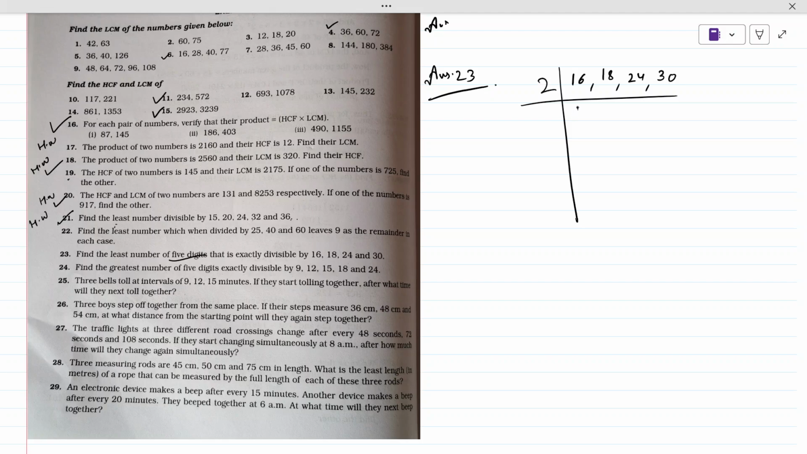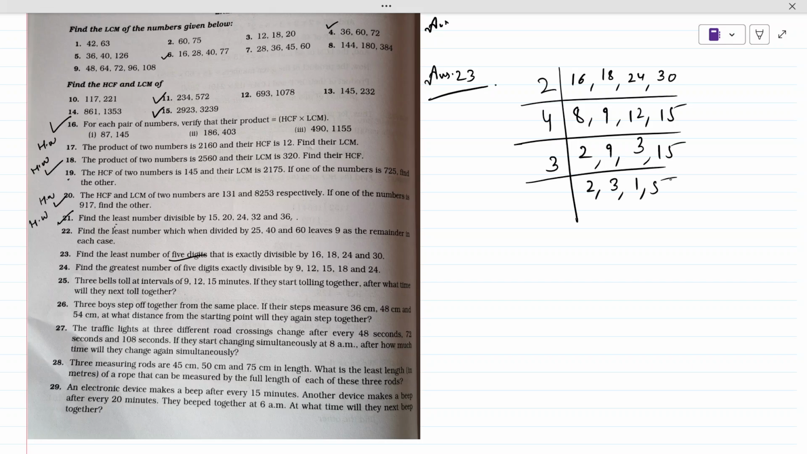We have 2 here: 8, 9, 12 and 15. Then we can use 4: 2, 9, 3 and 15. Then we can use 3: 2 as is, 3, 1 and 5. And then I can use 2, 3 and 5 as is. So what is the LCM? It will be 2 into 4 into 3 into 3 into 2 into 3 into 5. If we multiply all these, we have 3 into 3 is 9, 18, and 4 is 72. So we have 720 as the LCM.